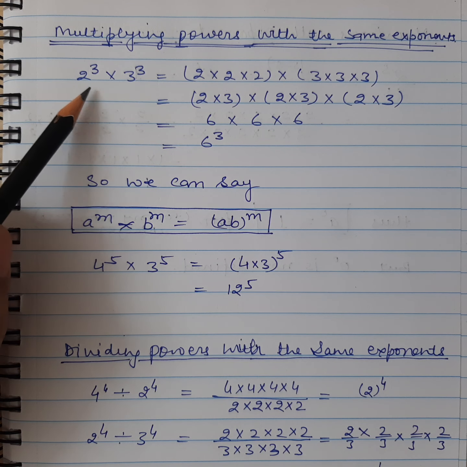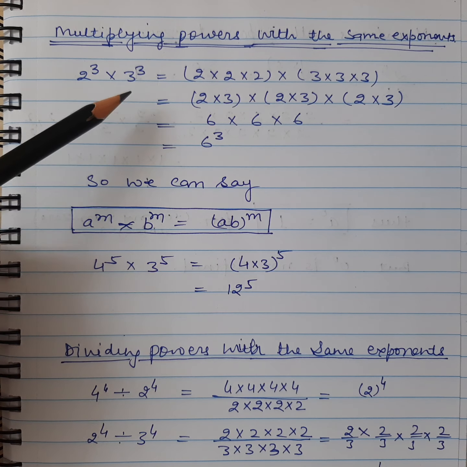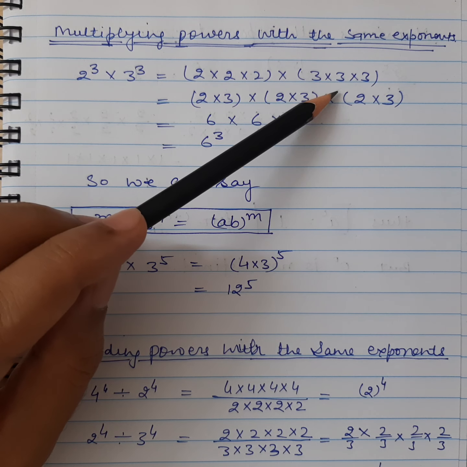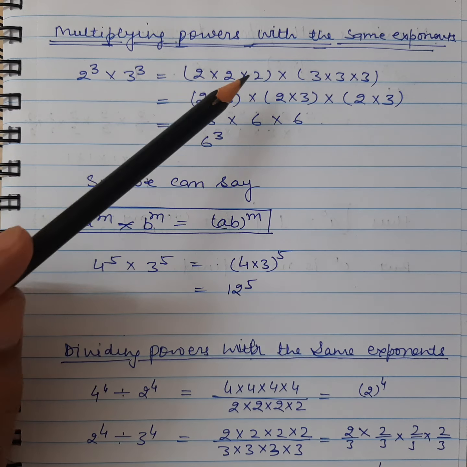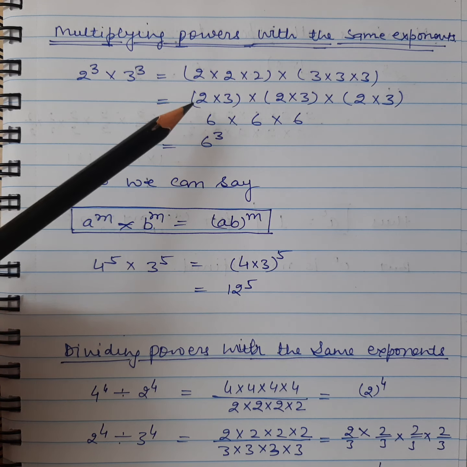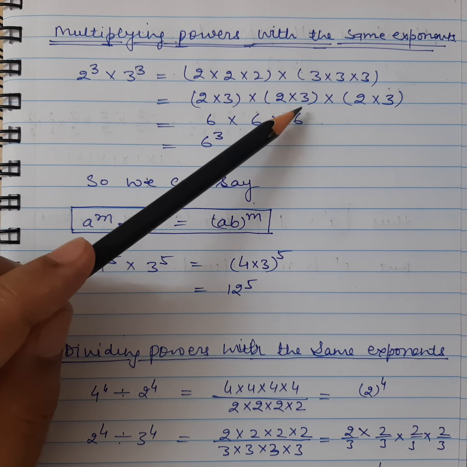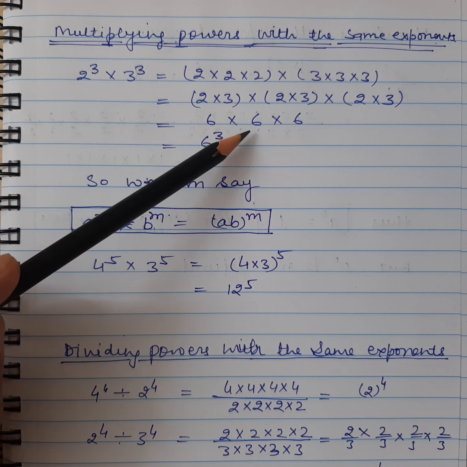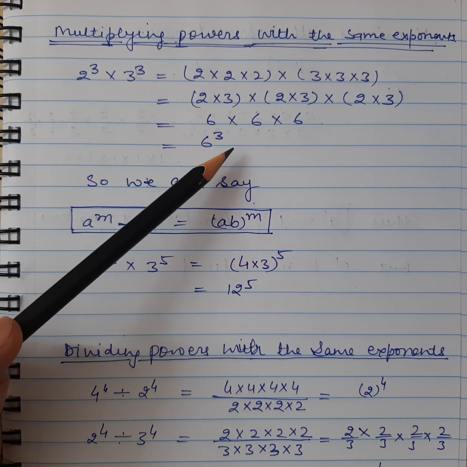So 2 raised to power 3 will become 2 multiplied by 2 multiplied by 2, and 3 raised to power 3 will be 3 multiplied by 3 multiplied by 3. So we can rearrange this expression as 2 multiplied by 3, multiplied by 2 multiplied by 3, multiplied by 2 multiplied by 3, which is 6 multiplied by 6 multiplied by 6, or 6 raised to the power 3.